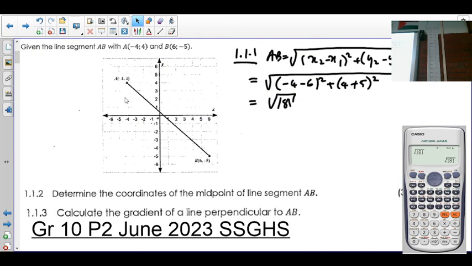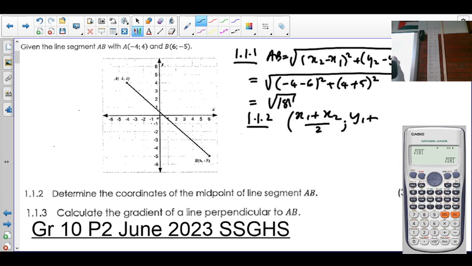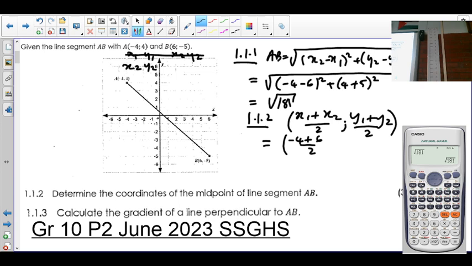In question 1.1.2 we are asked, determine the coordinates of the midpoint of AB. So how do you calculate the midpoint? It's (x1 plus x2) over 2, (y1 plus y2) over 2. Okay? So we're looking at AB. It's going to be negative 4 plus 6 over 2. Remember, if I make this x1, this will be y1, and if that's x2, y2. Alternatively, if I had made that x2, this will be y2, and this will be x1, y1.